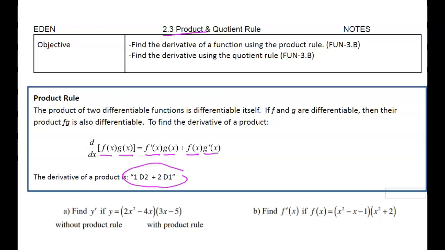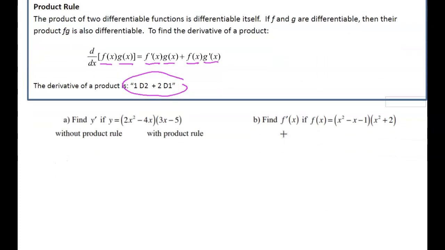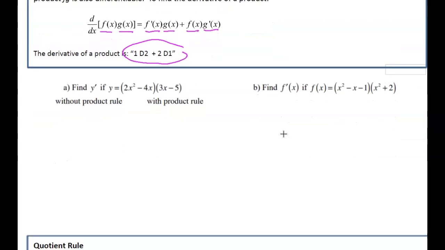I did not make this up. We have this little saying: it's 1d2 plus 2d1. And it really just kind of flows. It's not the order that this is written in, but with addition, it could be reversible. What I'm going to show you is how to do a derivative with a product rule when it's optional, and then without a product rule.